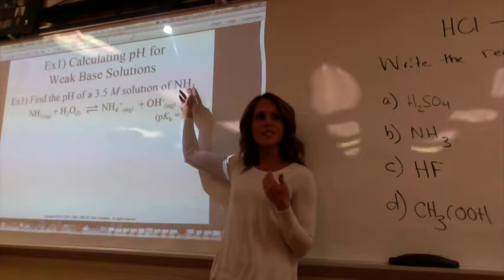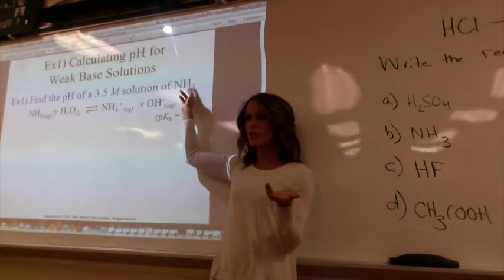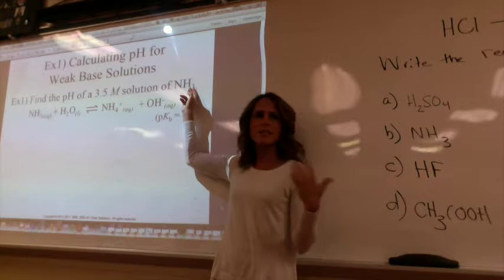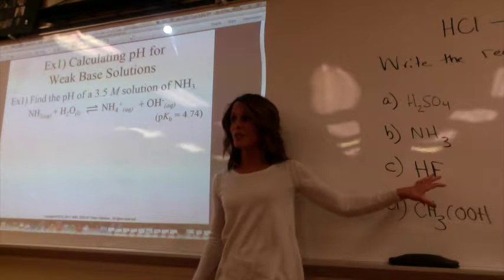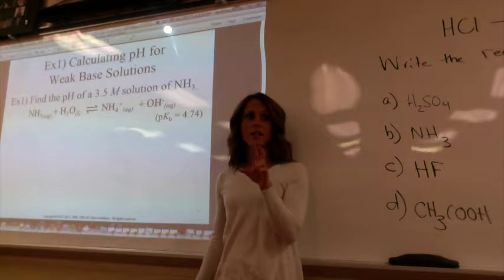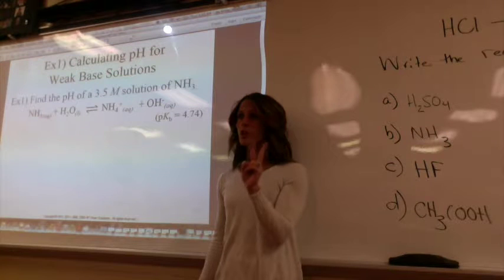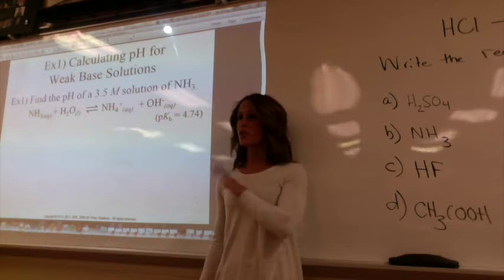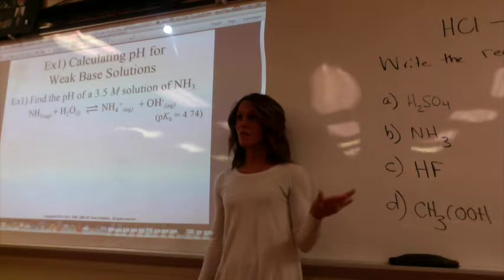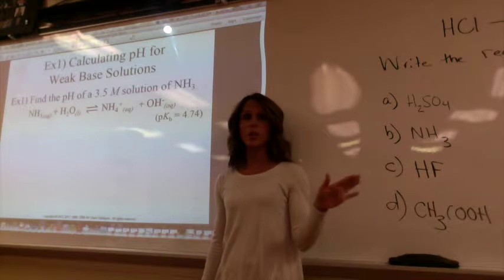So if you don't recognize this is a base, you're going to start trying to write acid reactions, and that's not going to work for you. So this is really important that you recognize how to write that. And it's really important that you recognize if it's a one-way arrow or a two-way arrow because you're going to find pH two different ways, right? pH for a strong acid is direct. Same thing for a strong base, you would find pOH directly.